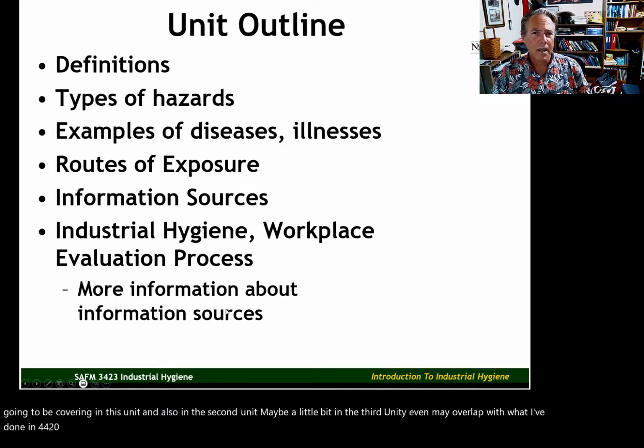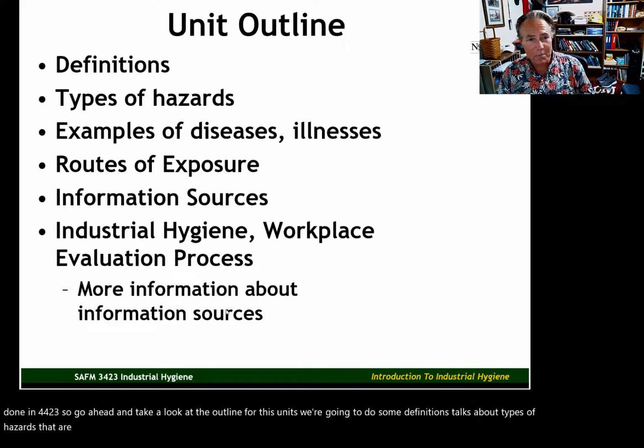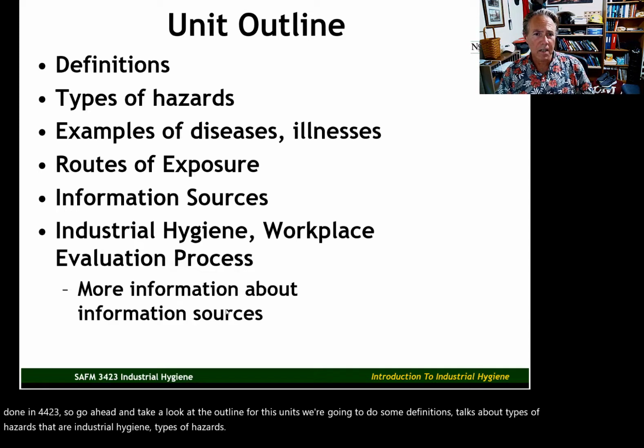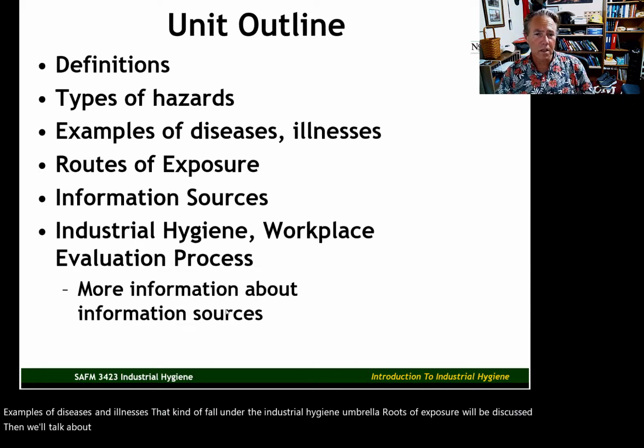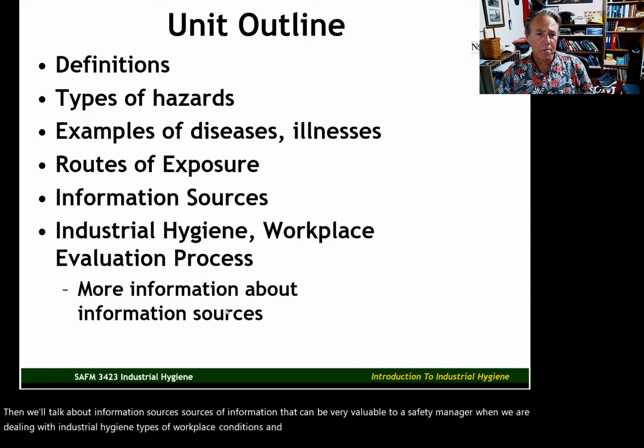So go ahead and take a look at the outline for this unit. We're going to do some definitions, talk about types of hazards that are industrial hygiene types of hazards, and examples of diseases and illnesses that kind of fall under the industrial hygiene umbrella. Routes of exposure will be discussed. Then we'll talk about sources of information that can be very valuable to a safety manager when we are dealing with industrial hygiene types of workplace conditions. And we'll finish the unit by talking about the evaluation process.